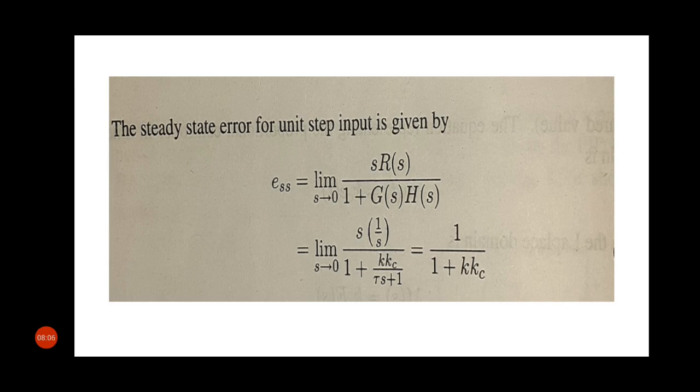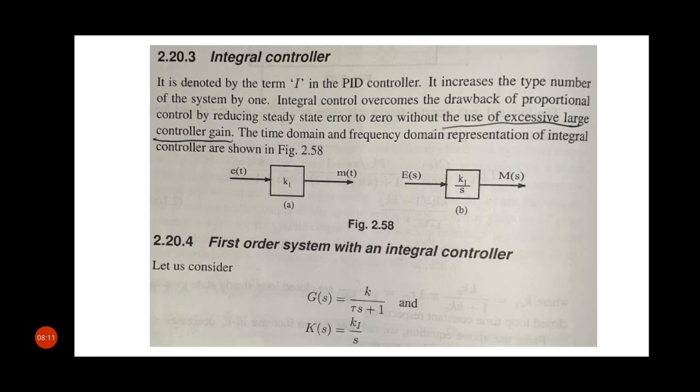Now we will discuss the integral controller. The integral controller is denoted by the term I, capital I, in the PID controller. Integral controller increases the type number of the system by 1. We have already seen this in the integral compensation error compensation scheme.